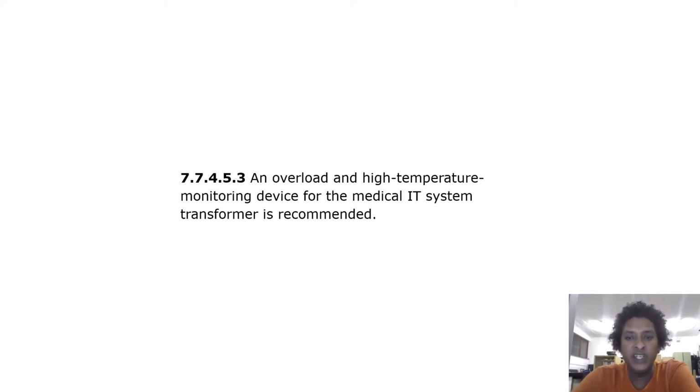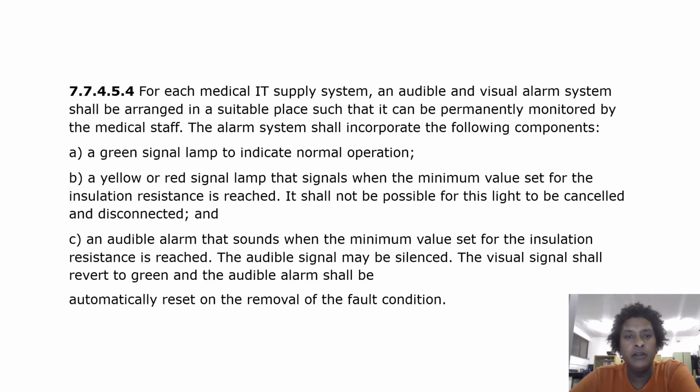An overload and high temperature monitoring device for the medical IT system transformer is recommended. For each medical IT supply system, an audible and visual alarm system shall be arranged in a suitable place such that it can be permanently monitored by the medical staff.